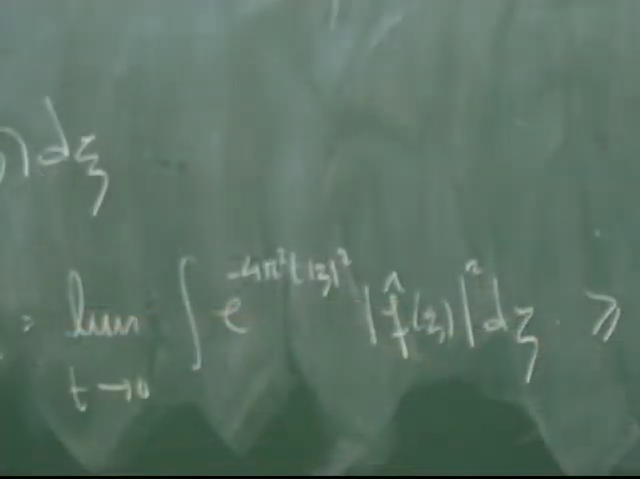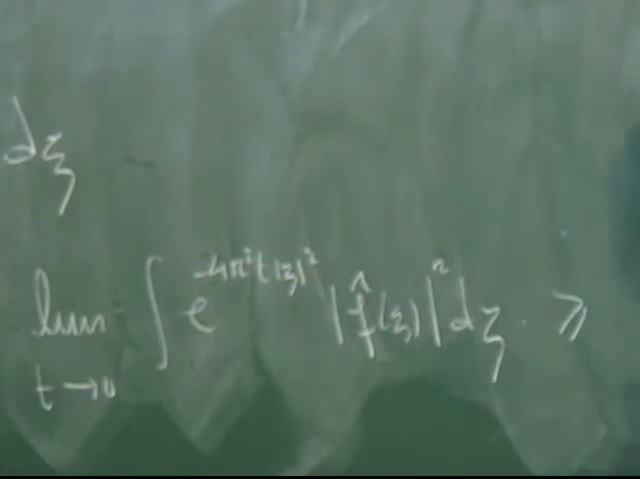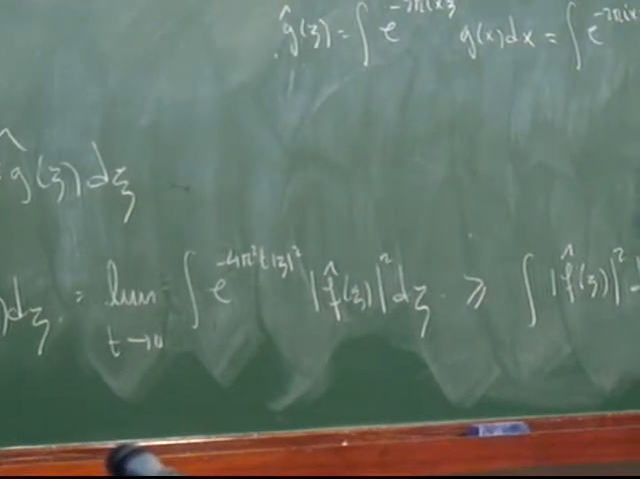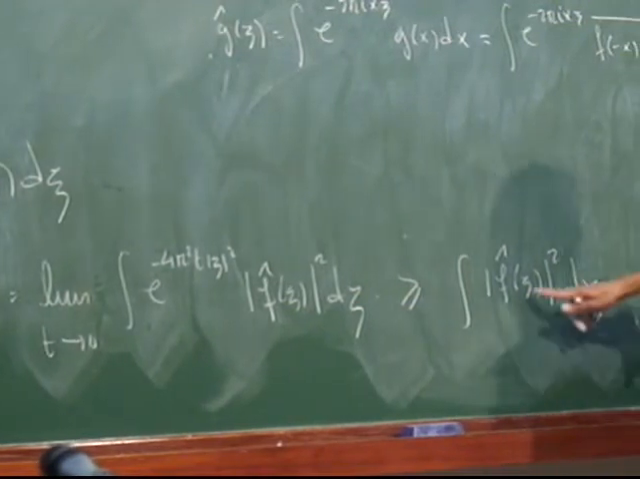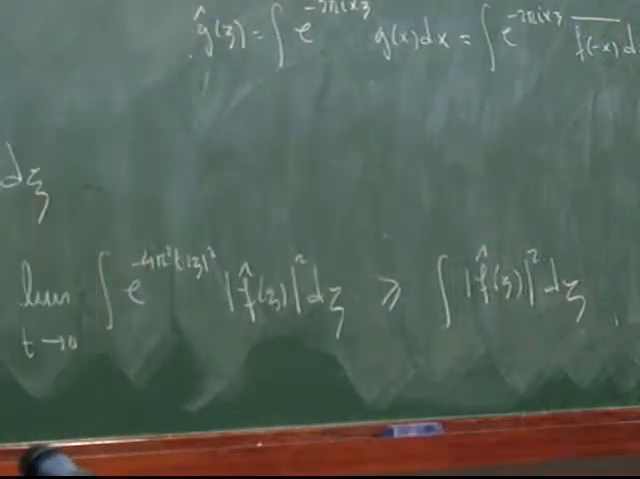Why? Because this is more than the limit inside. When you put the limit inside here, when t goes to 0, there is no t here. When t goes to 0, this goes to 1. You have that. Then you have proof that this function is in L2. Then we have proved this part.